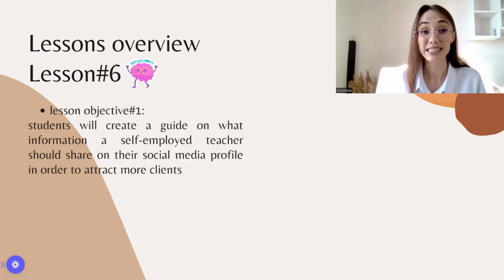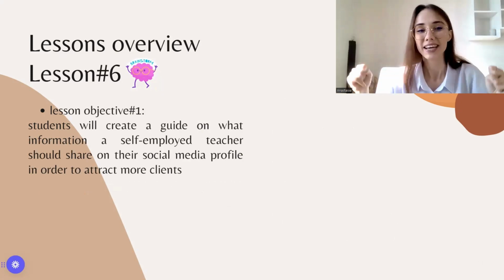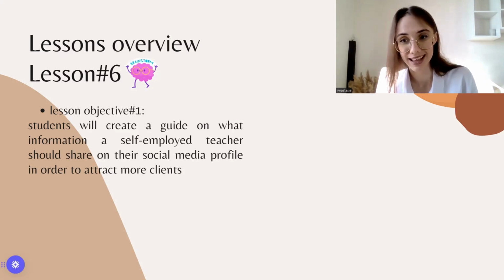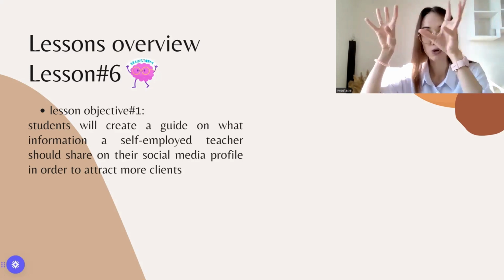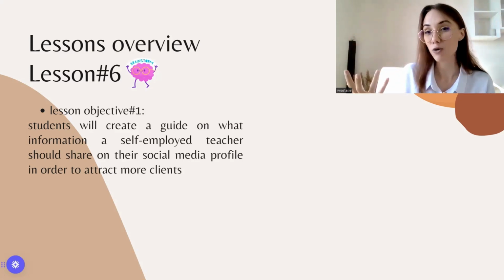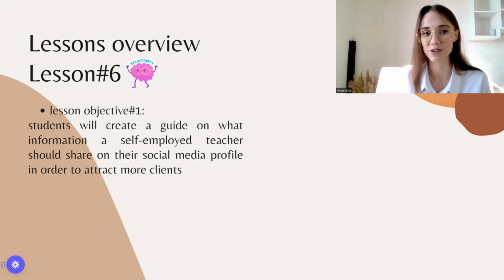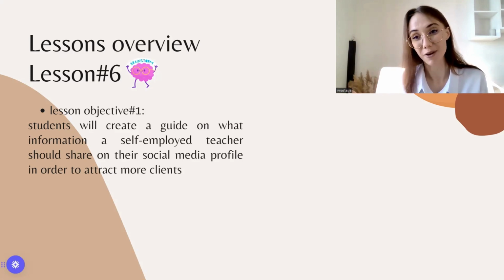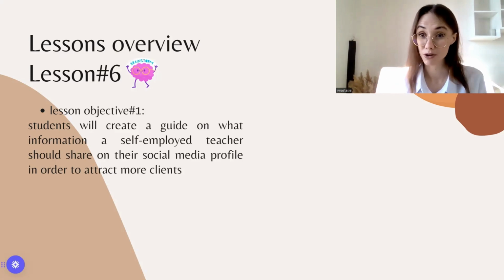Okay, lesson number 6 is the dogma lesson that I mentioned a little bit earlier, and you can see this brain saying brainstorm. So a lesson objective for this unit is I want students to create a guide on what information a self-employed teacher should share on their social media profile in order to attract more clients. So this actually falls into the category of monetizing information, how we use this information to make money out of it. Why dogma? I'm not sure if I will be able to find the perfect material, and I can look for it for hours on end, and probably I will not come up with the right one.